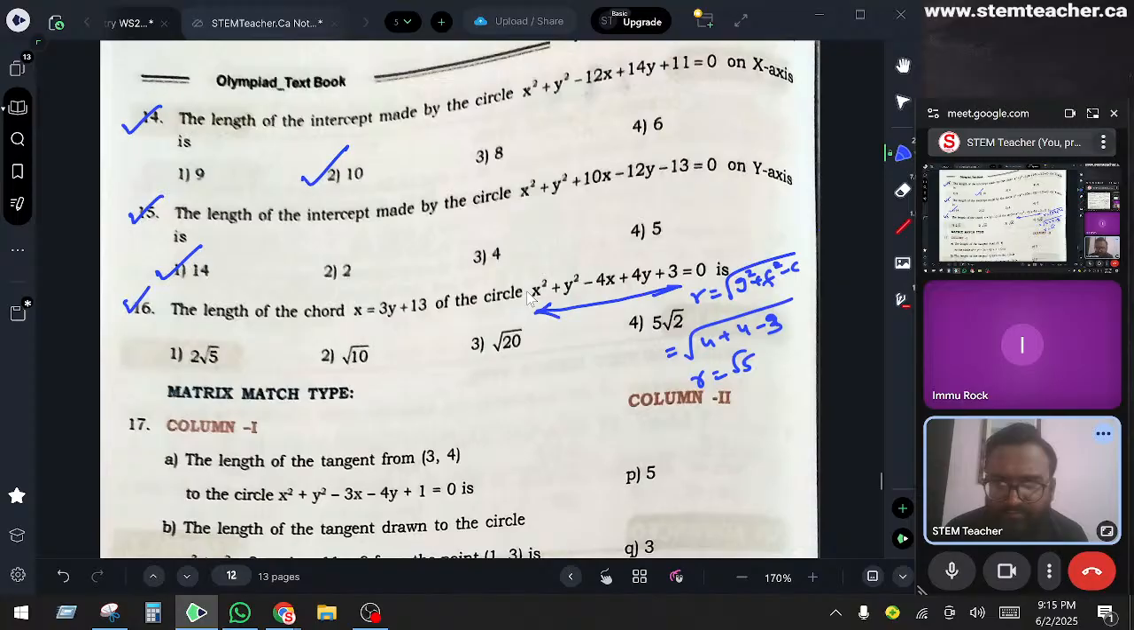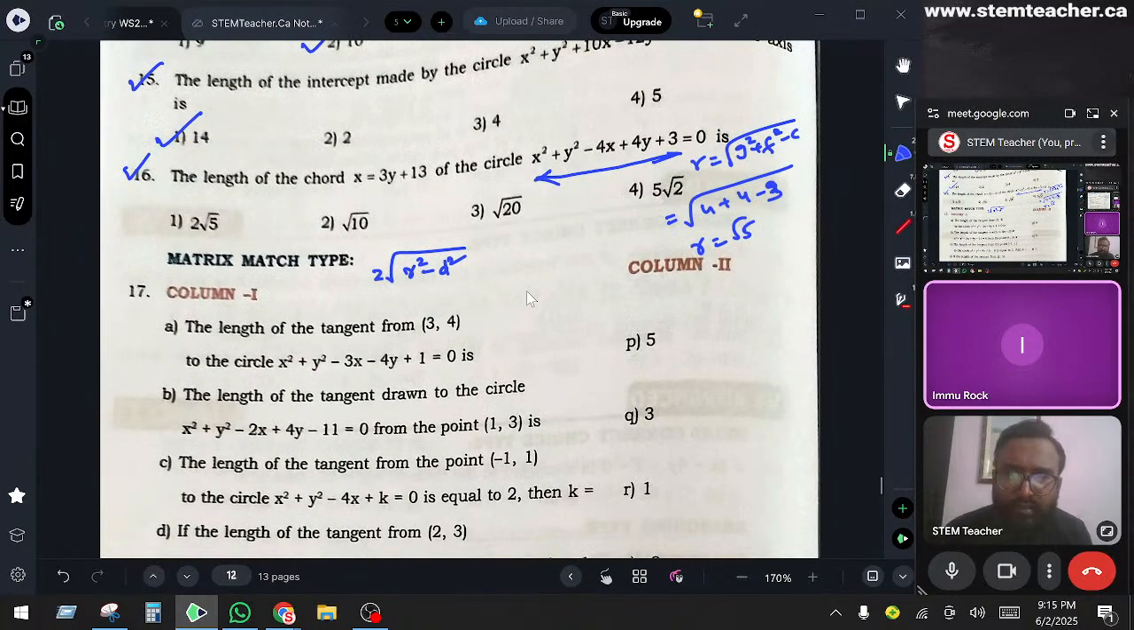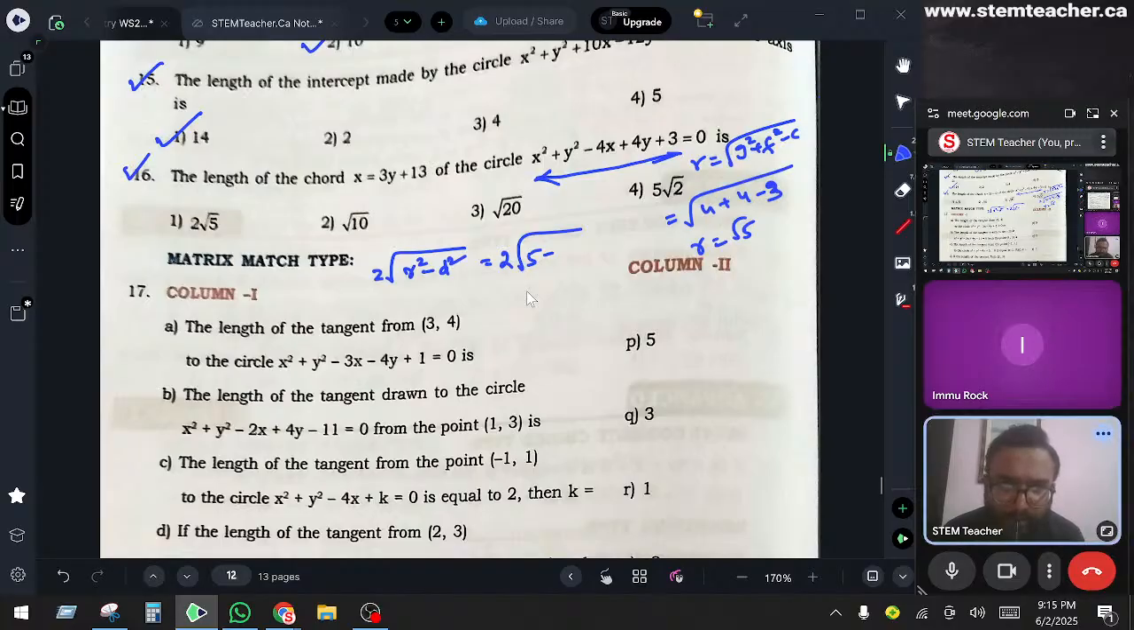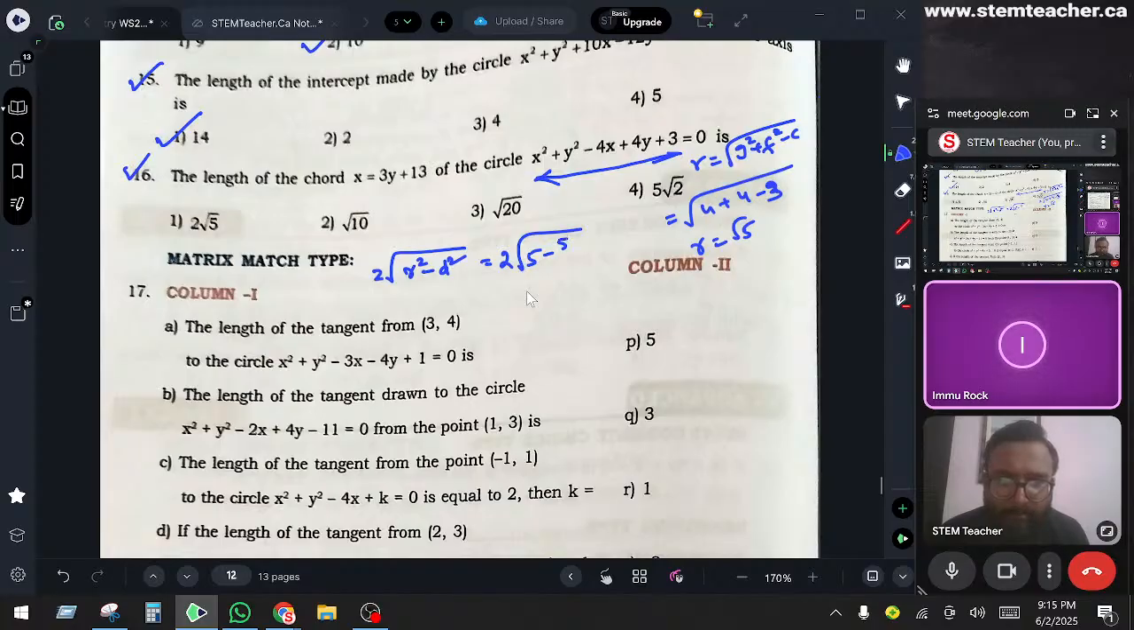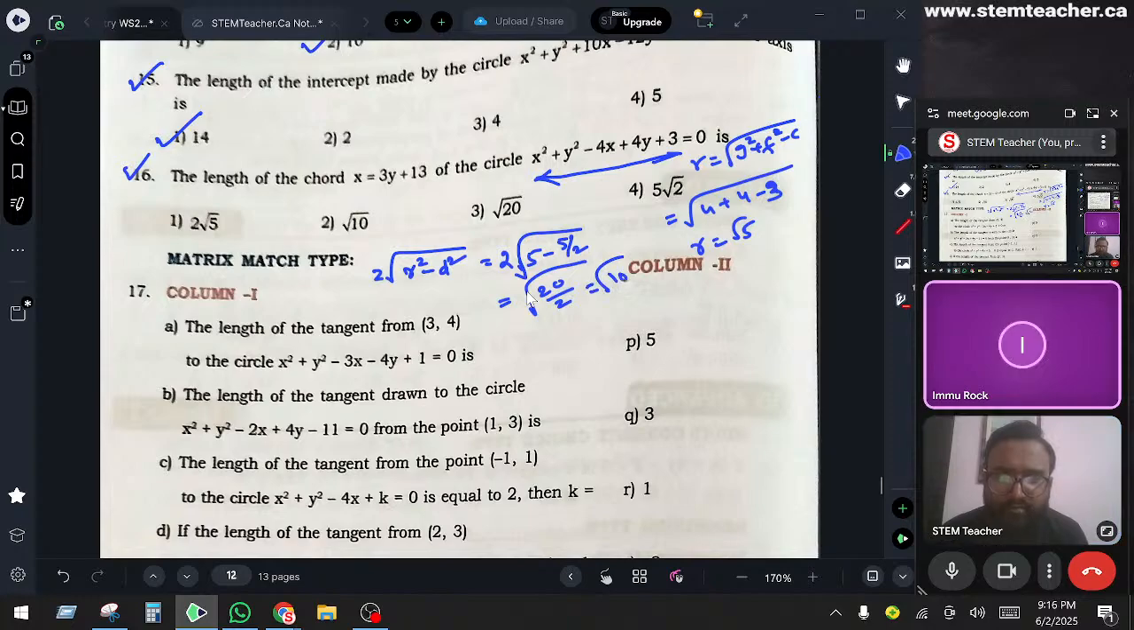What is d? d आपको आना चाहिए. Root 5. Root 5 by 2 means it's 5 by 2. 10 minus 5, ये तो स्क्वायर रूट के अंदर. Okay, it is 10 minus 5 means 5, 5 for the 20 by 2 nothing but root 10. ओके.